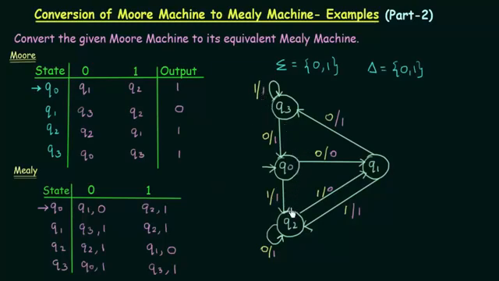So here we have drawn the transition diagram for the Mealy machine. So here we should notice that the inputs are also 0, 1, outputs are also 0, 1. So the first one which I have written in this color is the input, and the second one which I have written in this color is the output.